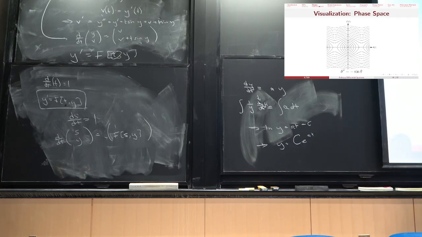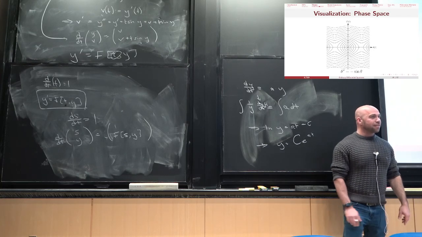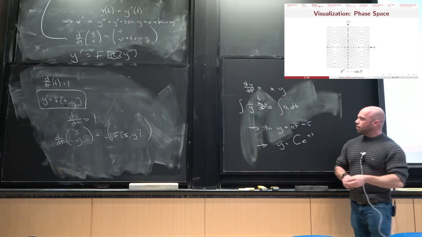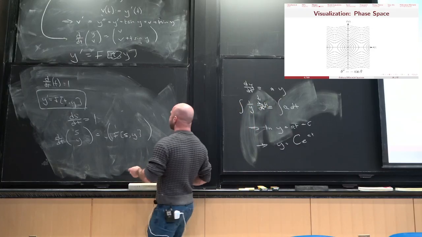Does anybody recognize this plot? Do you know what this is a phase space of? Yeah, a pendulum. So here's a differential equation. Here's the way to understand it.